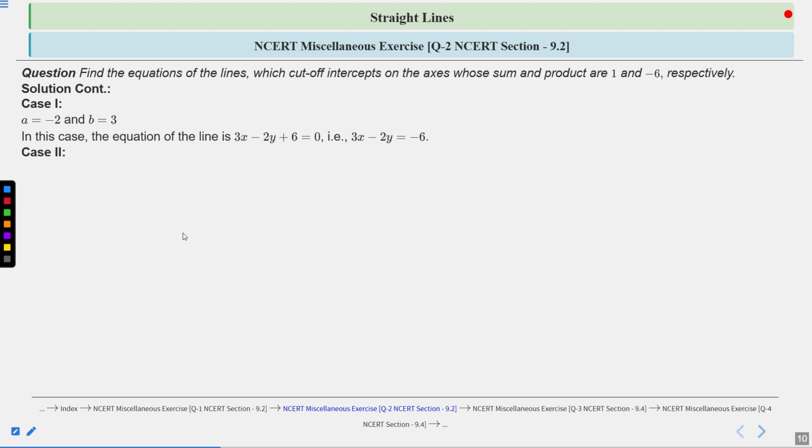And now in case 2, we are taking the value of a as 3 and the value of b as minus 2. In this case, what will be the equation of the line? The equation of the line is minus 2x plus 3y plus 6 equal to 0, and after rewriting this equation we obtain 2x minus 3y equal to 6.